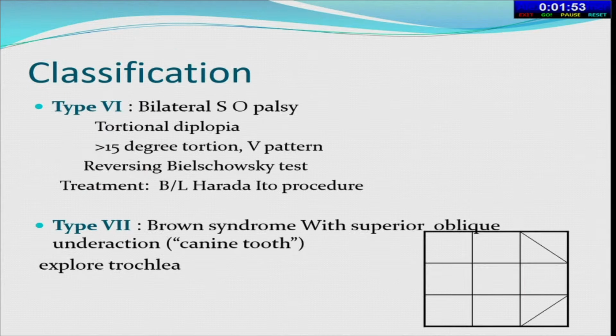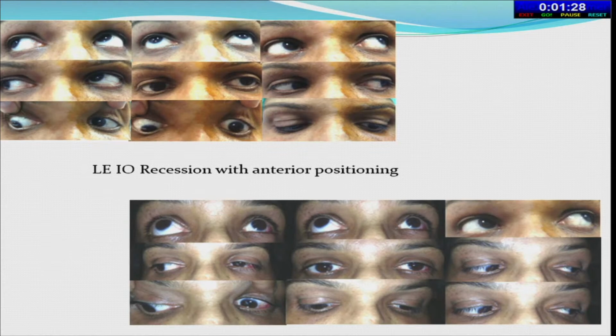Type 6 is bilateral superior oblique palsy, where the patient will have torsional diplopia, and the torsion has to be more than 10 to 15 degrees to call it bilateral superior oblique palsy. There will be a characteristic V pattern because the amount of hypertropia will be very minimal, and the head tilt test will be positive on either side. Type 7 is Brown syndrome with superior oblique palsy.